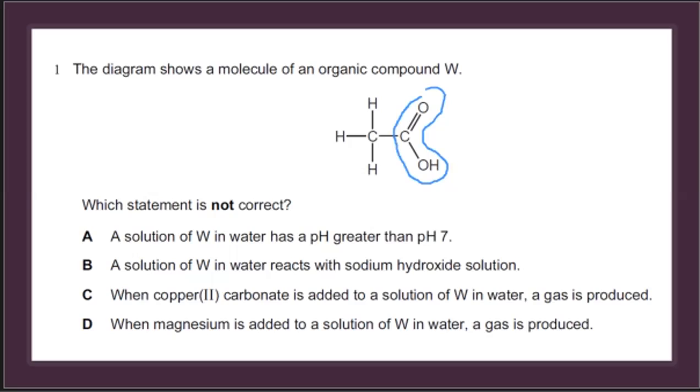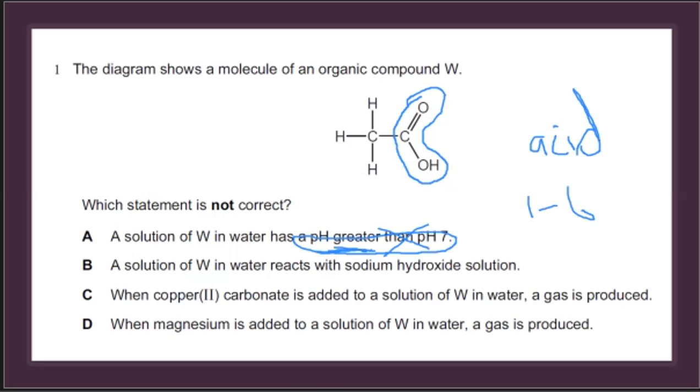So the first thing you look at, you look here and you see that they have C double bond OOH. So that means we're dealing with an acid. Acids have a pH that is less than 7, right? So it's below 7. So you can have pH 1 to 6, not 7. So therefore, a solution of W in water has a pH greater than 7. Okay, so right here, we know that this is the wrong thing. That should have been less than 7, not greater than 7.